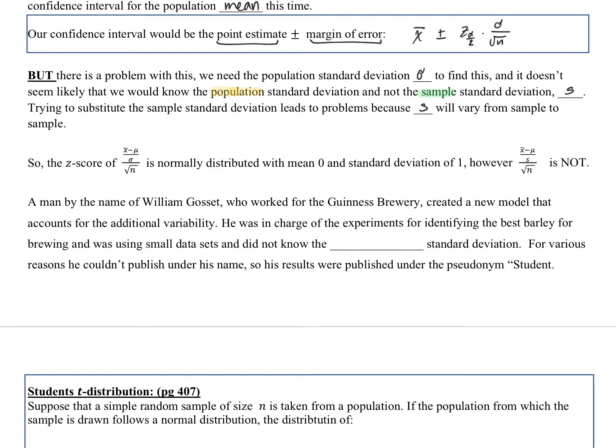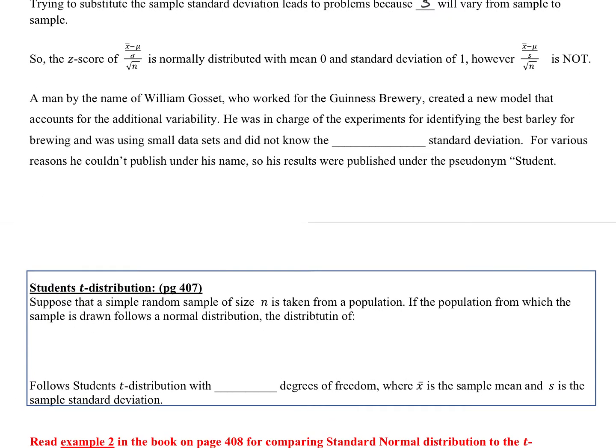Alright, so note, for the Z-score we use the standard deviation of the population, and the Z-score is normally distributed with mean of 0 and standard deviation of 1. However, if we replace it with the sample standard deviation, the result would not have a mean of 0 and standard deviation of 1.